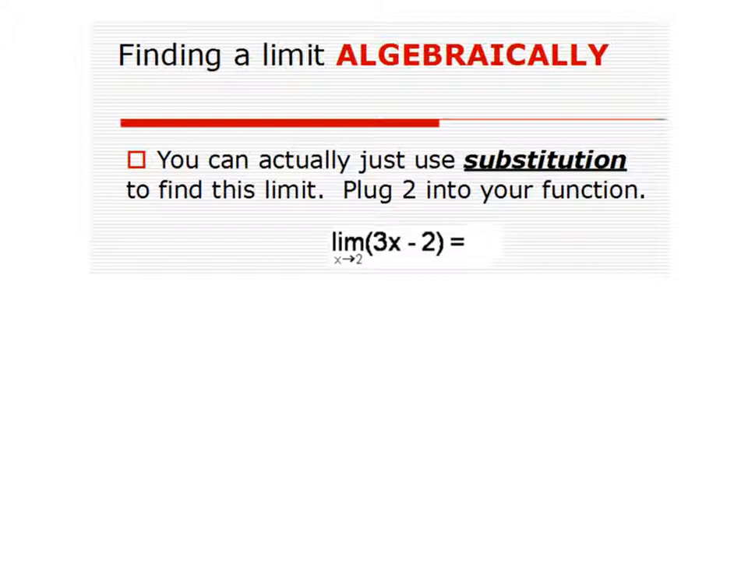Okay, so let's look at it. And again, this works great because it's a nice, simple little function. You can actually look at it algebraically and just use substitution. Could we just take this x value that's approaching 2 and put it in right here? What's 3 times 2, minus 2? Well, heck, you just get 4. Wouldn't that have been way easier to begin with? Okay, that's the algebraic way of finding the limit.